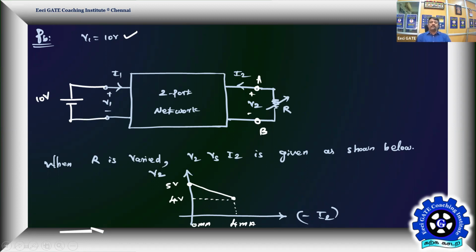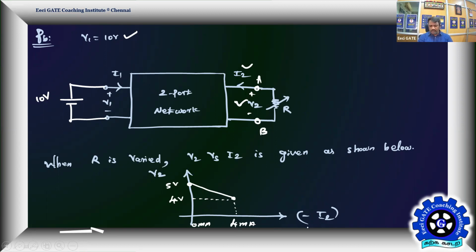In this given circuit, the resistor R, which is connected between terminals A and B, is varied. When R is varied, the connection between V2 and I2 is given graphically. The voltage versus current characteristics at the output port is given. It is 5 volt when the current is 0 milliamps, and 4 volt when the current is 4 milliamps.